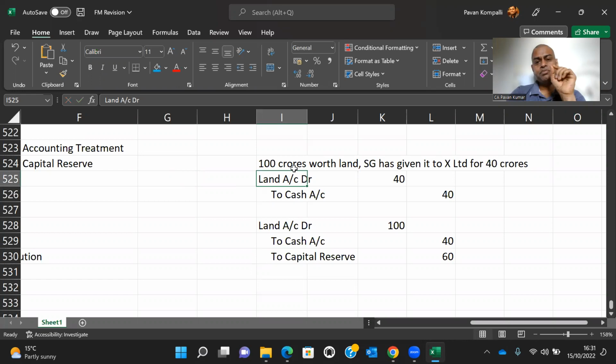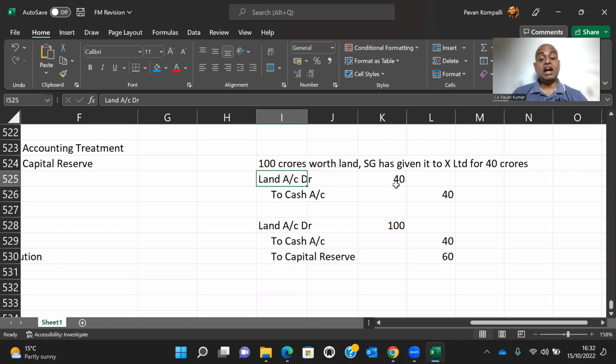Is it conservatism? Is it prudence? Is it going concern concept? Is it materiality concept? Is it realization concept? Is it matching concept? Is it your head concept? Is it my tail concept? Which concept it is? It is substance over form.